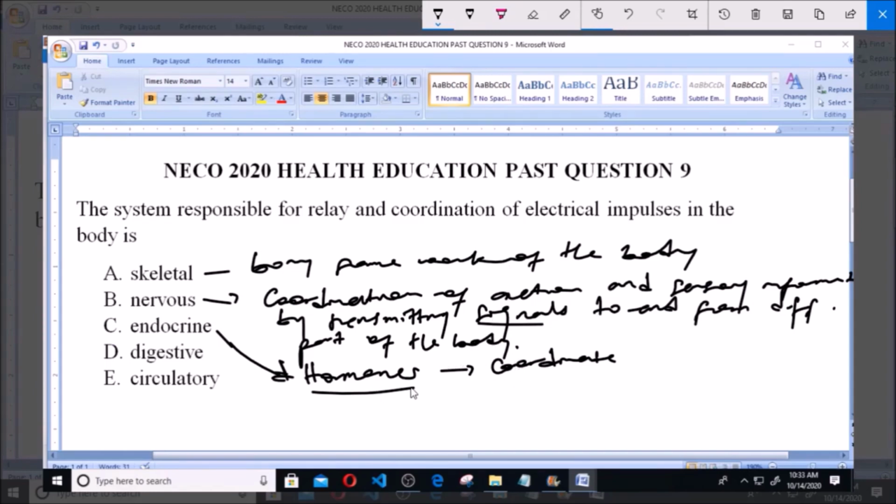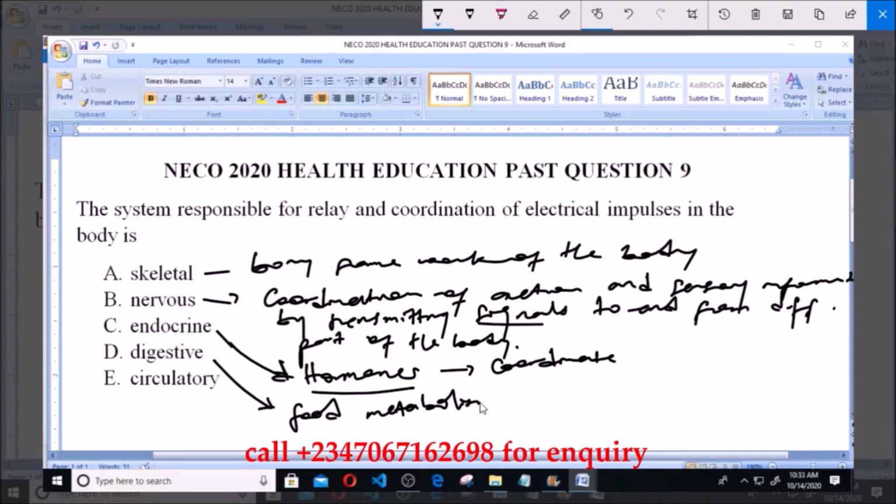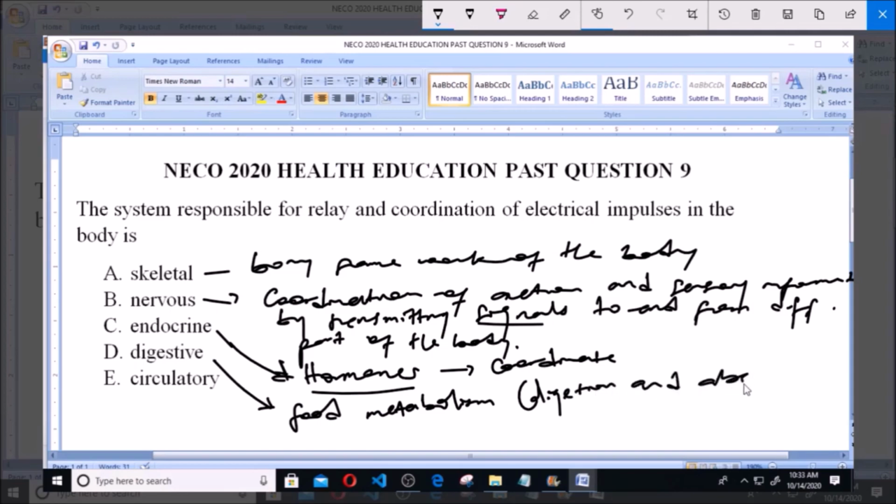The endocrine response usually lasts longer and is slow, but that of the nervous system lasts for a short time and is very fast because it uses electrical impulses. Now option D says digestive system. The digestive system is concerned with food metabolism, that is the intake, digestion, and absorption of nutrients.